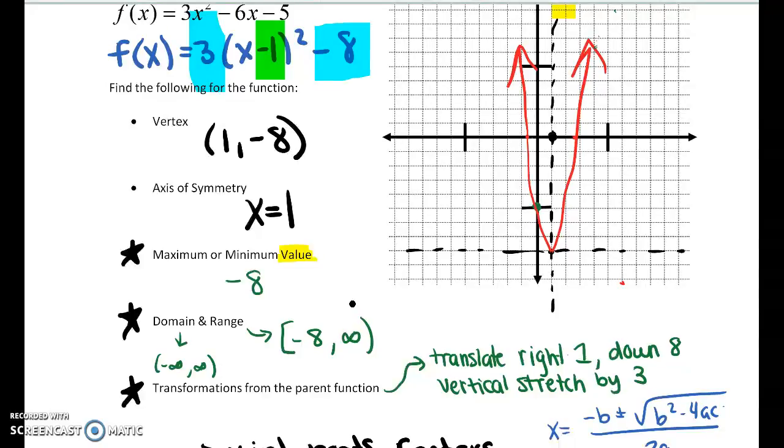And then transformations, you translate right 1, down 8, and it's a vertical stretch by 3, which is just kind of reflecting on what we said up here. So as you can tell, everything we learned in the first chapter is going to help us study specific functions and specific graphs. So if it didn't make sense before, I hope it makes sense a little bit more each time, but it's really important that you understand those things, so please come and ask questions.